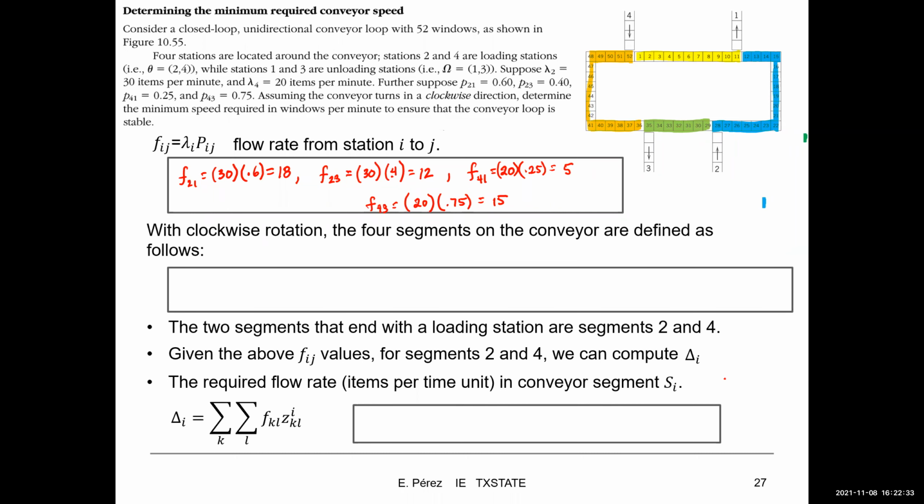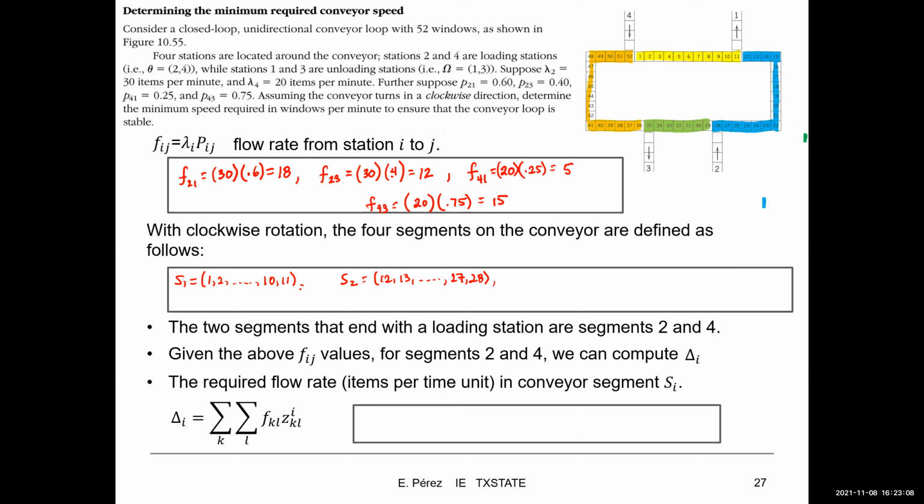Okay, so my first set, S1, will have windows 1, 2, up to 10, 11. S2 will start in 12, 13, up to 27, 28.